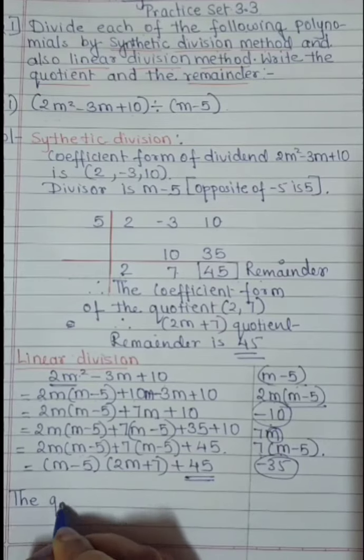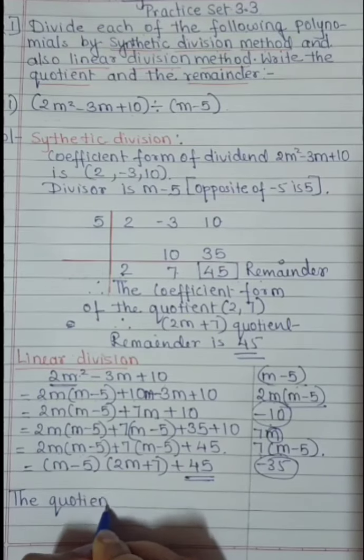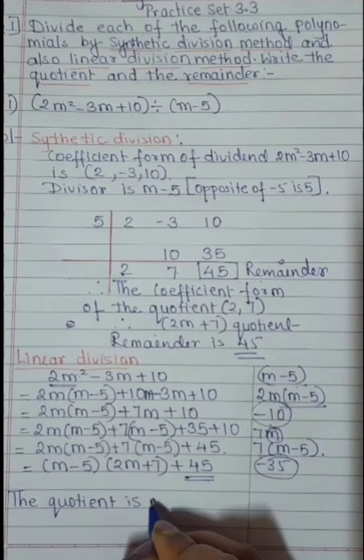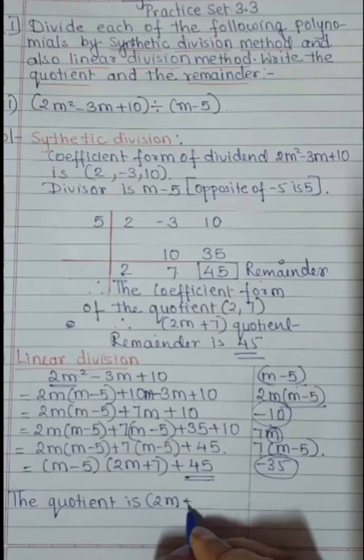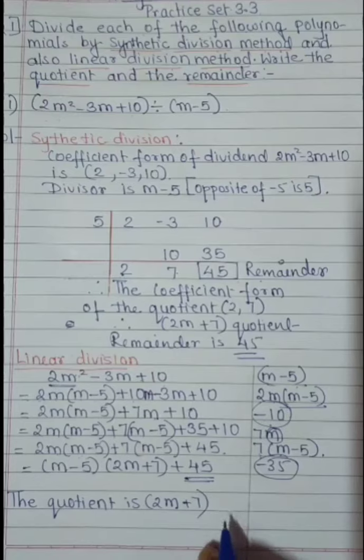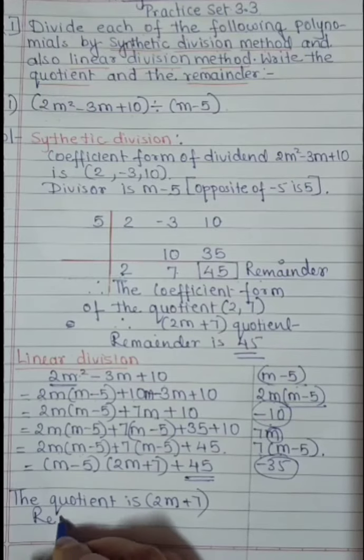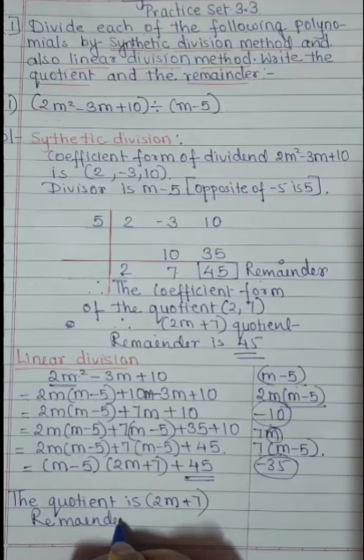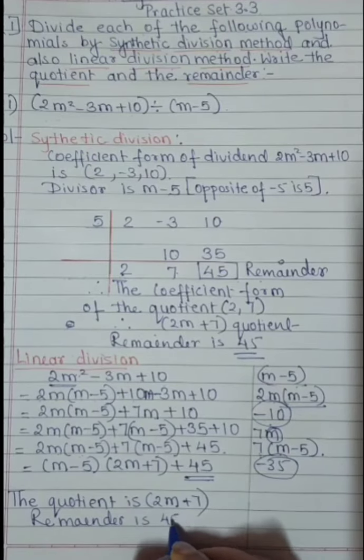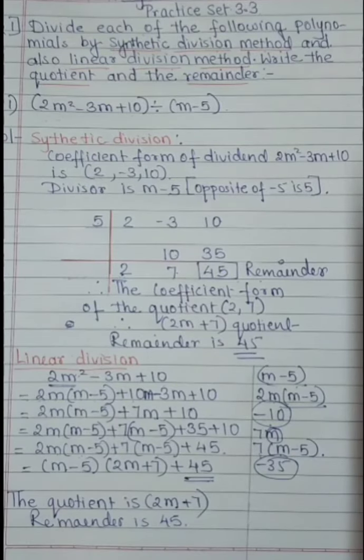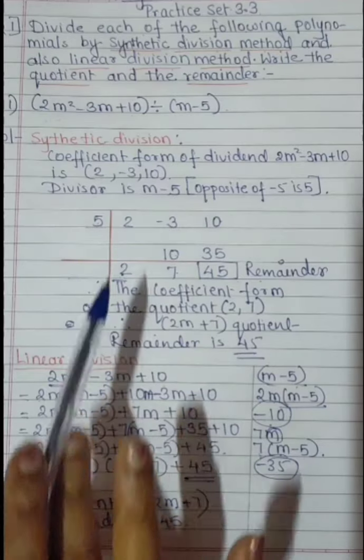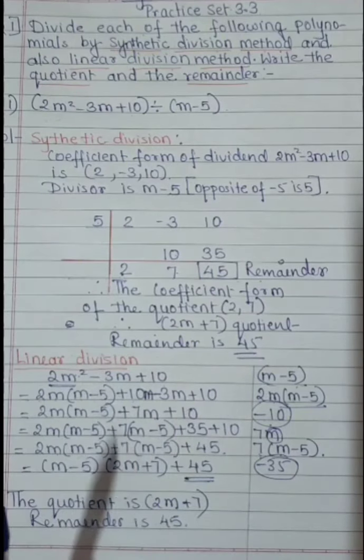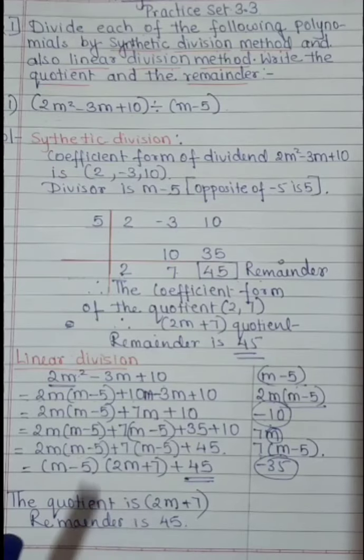Therefore the quotient is 2m plus 7, and the remainder is 45. As you can see, we get the similar answer in both methods. I hope you understood. If you didn't, then check the next question which I am going to solve.